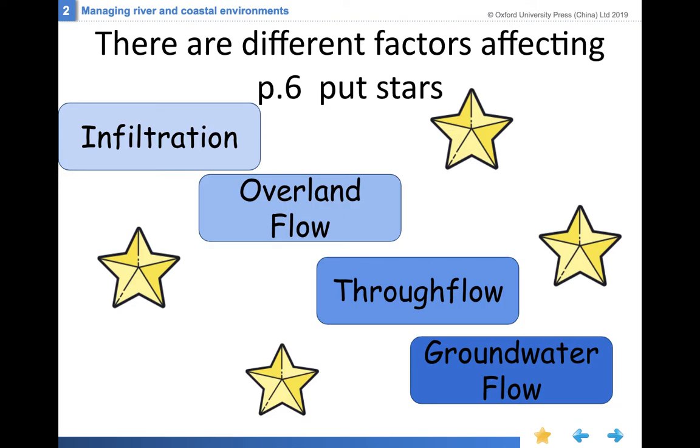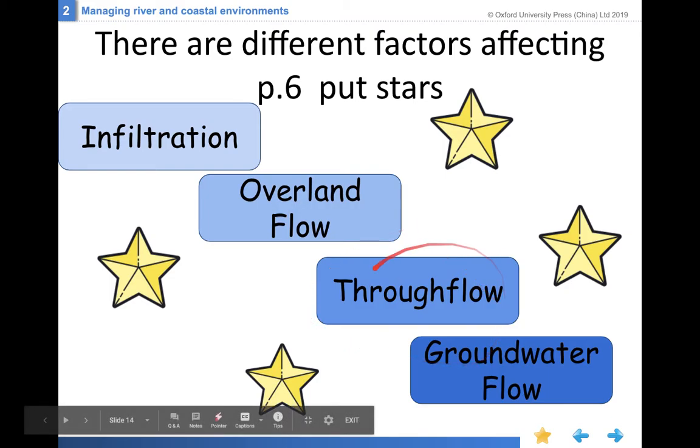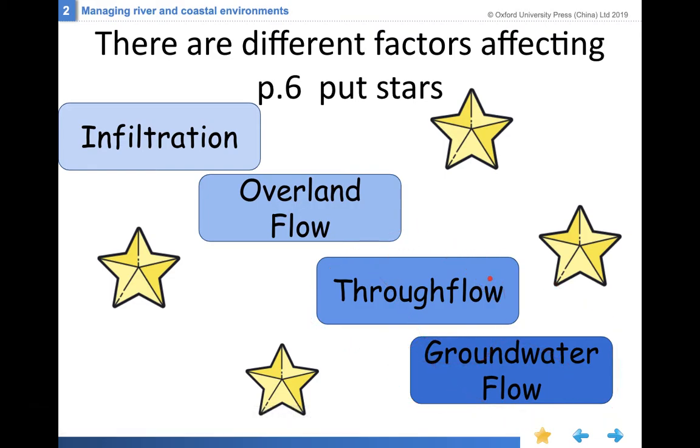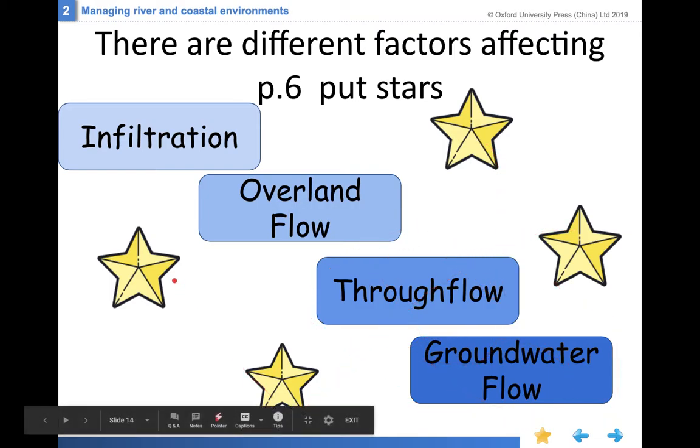different types of flows. On page 6, we are going to learn about some major factors that will affect infiltration, overland flow, through flow, and groundwater flow. So please put stars on the table of page 6.